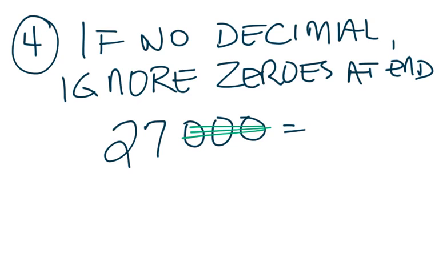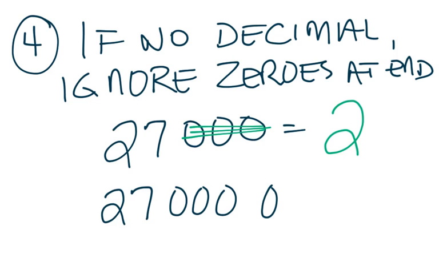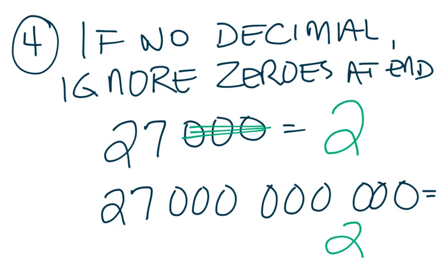Now, I can't turn 27,000 into 27. Nobody wants that to happen to their bank account. But it means that this only has two significant figures. It tells you about the instrument in which it was measured. If I gave you 27 billion, and I said, how many sig figs is that? Ignore the zeros at the end. How many sig figs is it? It is 2.